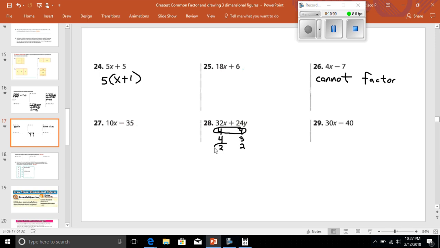We've got our 4 here, we got our 2 here. 4 times 2 is 8, so we can go 8 into both of these, and that's going to be 4x, because 8 times 4 is 32, and then plus 3y, because 8 times 3 is 24, and that is about all we can factor. Let's move down the page and see what we can do more.